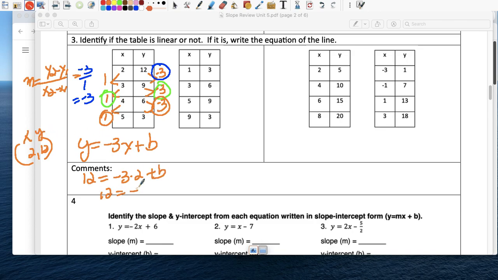12 equals negative 6 plus b. We're going to add 6 to both sides, and b equals 18. Now I have my slope and my y-intercept. Final answer, y equals negative 3x plus 18.